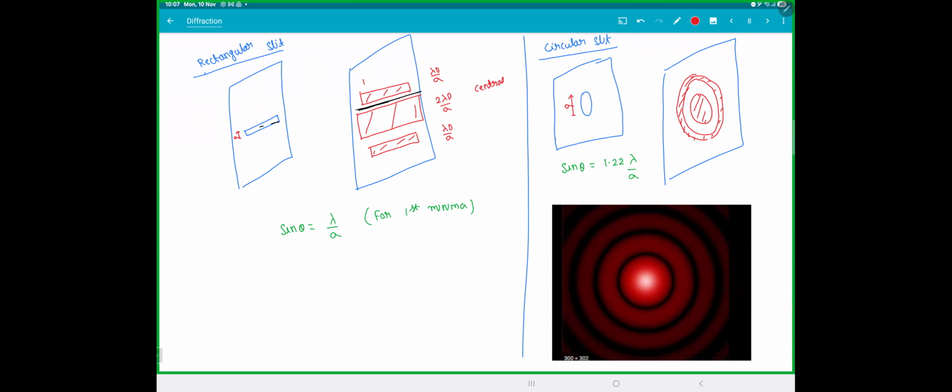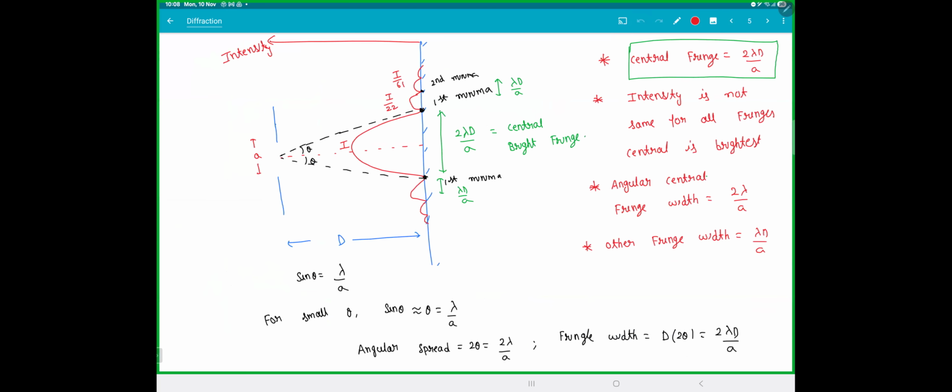In case of a YDSE, if you remember, all the fringes in the center are almost equal width, isn't it? Lambda capital D by small d. But in diffraction, the central fringe is 2 times the thickness. And the fringes don't have the same intensity either. The central fringe will have intensity I, the next fringe will have I by 22, the next fringe will have I by 61.